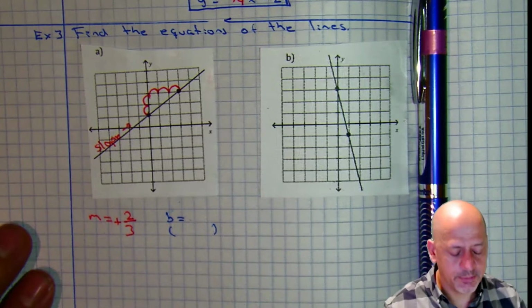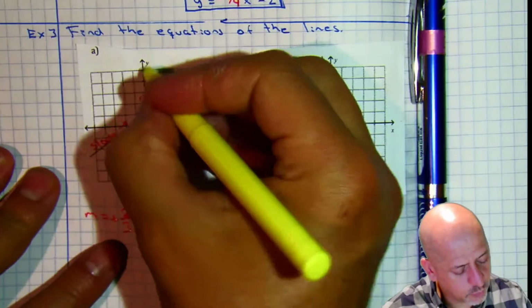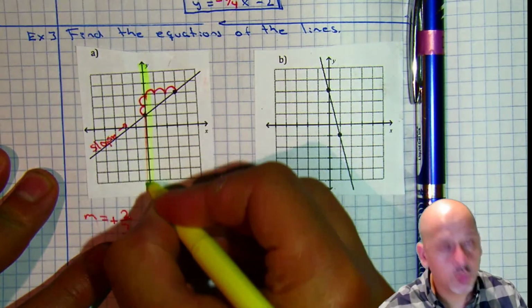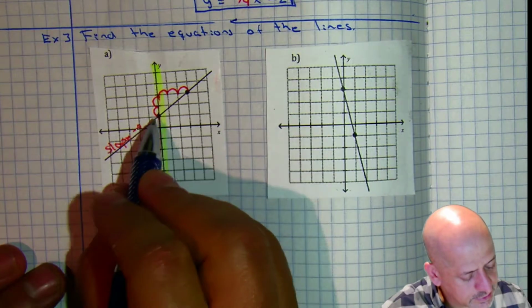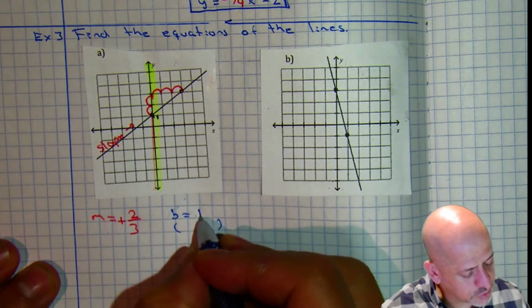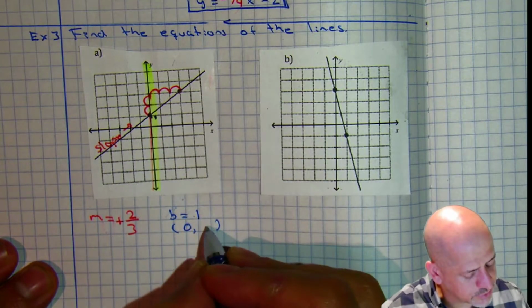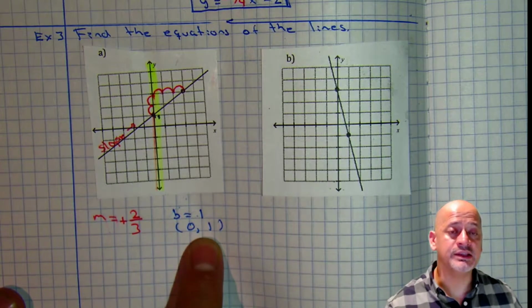And now what is my B? To find my B, I'm going to highlight my y-axis, and I'm going to see where it crosses the y-axis. It crosses at 1. So therefore my B is 1, so my y-intercept is 0, 1. So my B is 1, but the y-intercept is 0, 1.